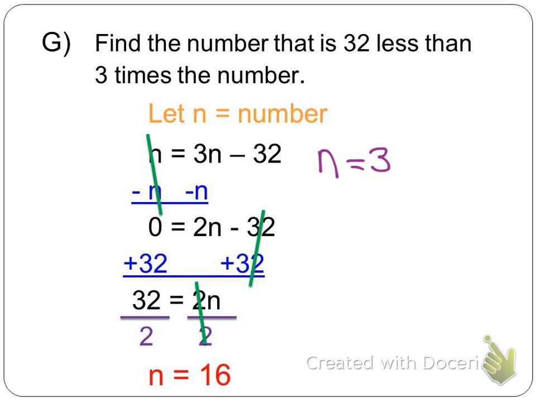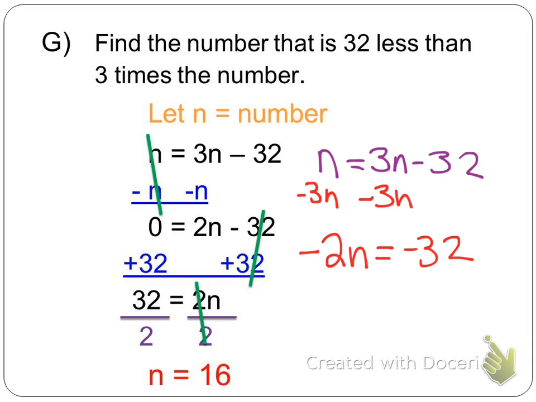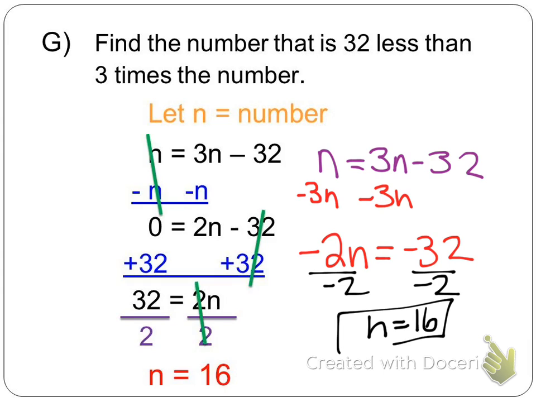So n equals 3n minus 32. I would pick on the big guy because it's fewer steps. So if you subtract 3n from both sides, you get negative 2n equals negative 32. And look how many fewer steps I used. Okay? I did it in 2 fewer steps than the slides did it in. Either way works, and either way gives us the same answer.